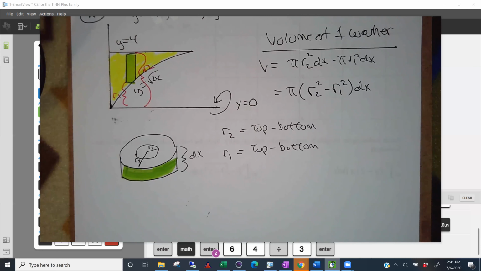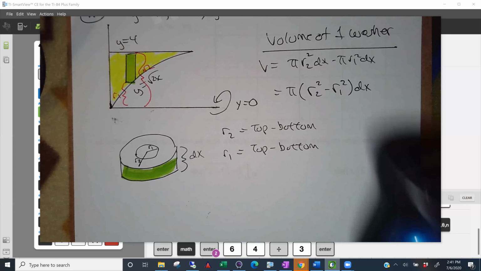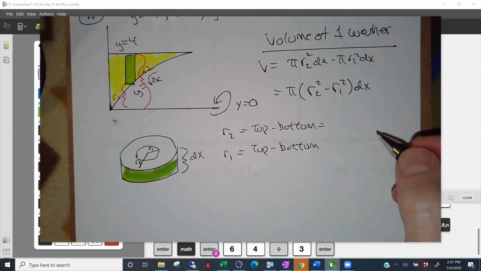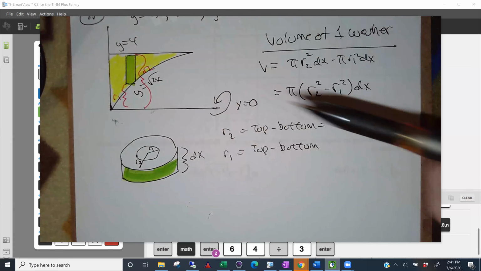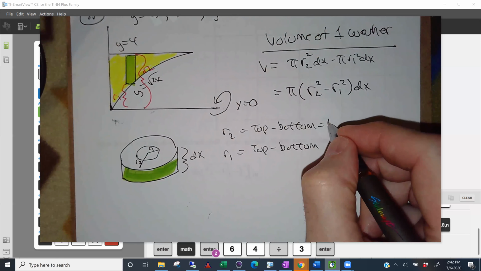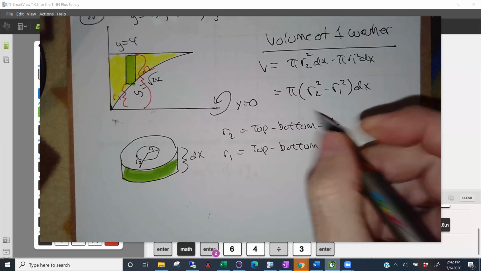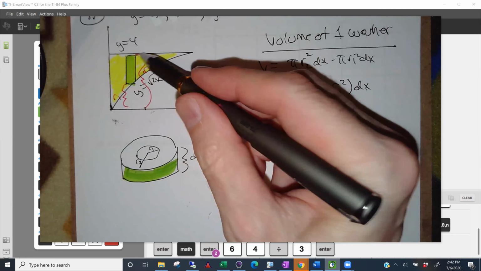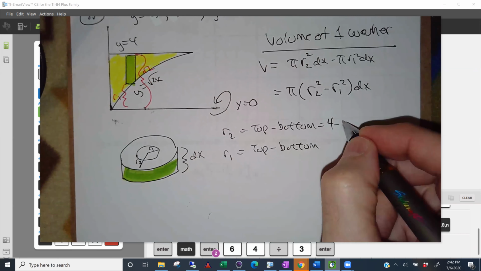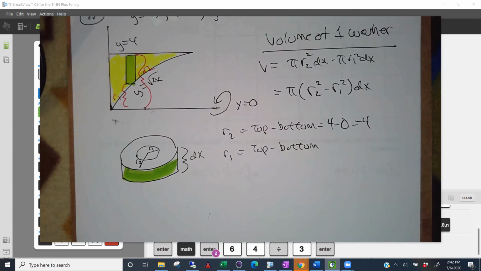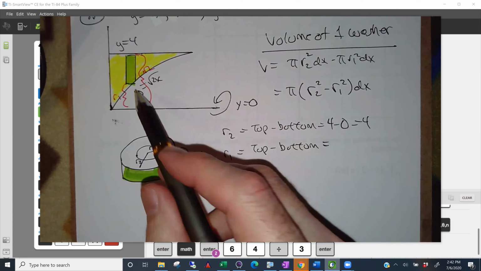Kevin, help me out with R2 and R1. What's top minus bottom in R2? In R2, it would be the 4 minus the root 2x. Actually, got to go all the way down to the axis of rotation. So 4 minus 0, right? Oh, yeah, sorry. That's all right. How about the second one?